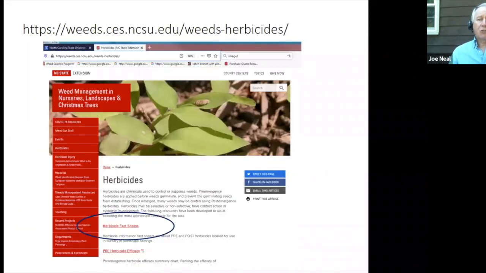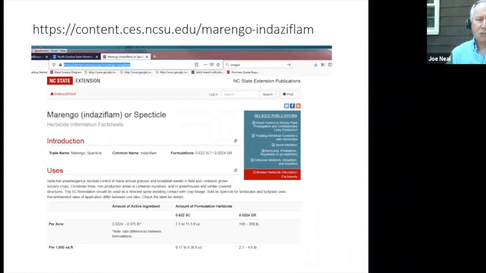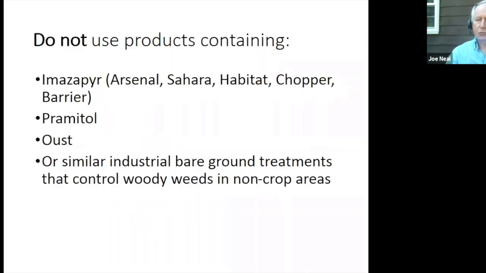So where do you get more information about these herbicides? And in fact, any of the herbicides that are registered for use in nurseries, go to my website at NC State University, and under the herbicides tab, you can see I've circled there are fact sheets for each of these herbicides. Specifically, I'm showing you SureGuard. It gives you information about what it's used for, the formulations that are available, the recommended rates of application, the weeds controlled, weeds not controlled, and you'll see a similar fact sheet for Marengo and Dazzle, and they're available for prodiamine and Gallery and all of the other herbicides registered.